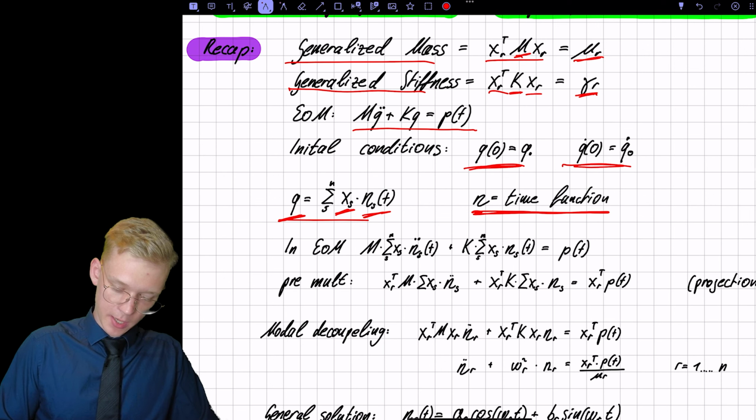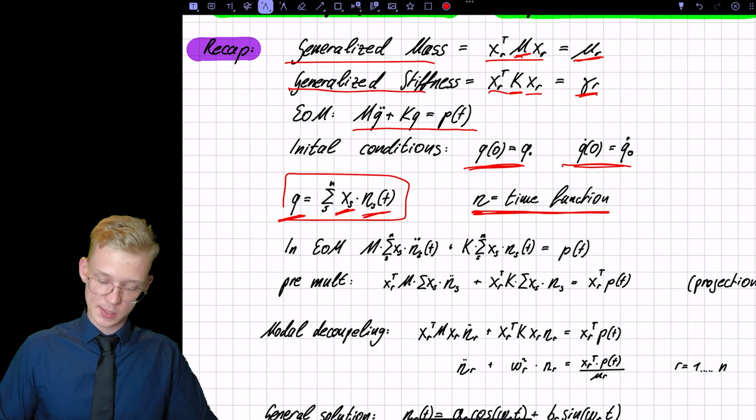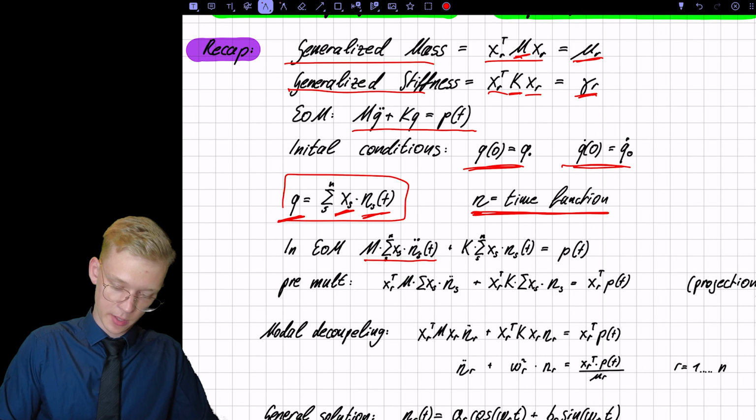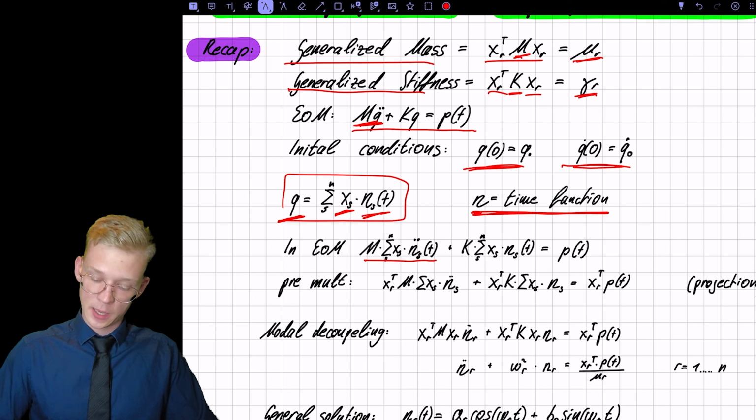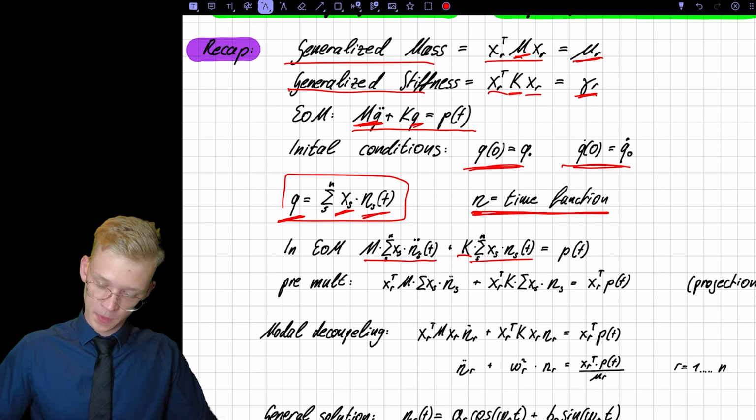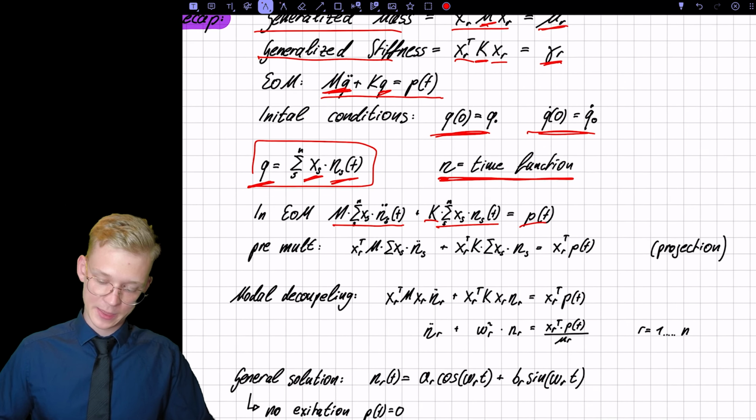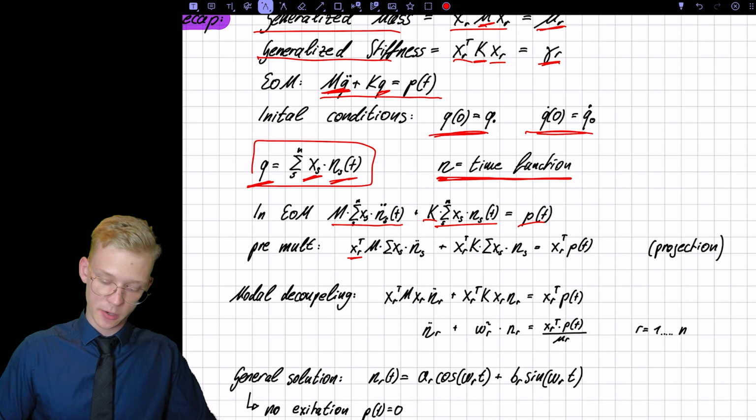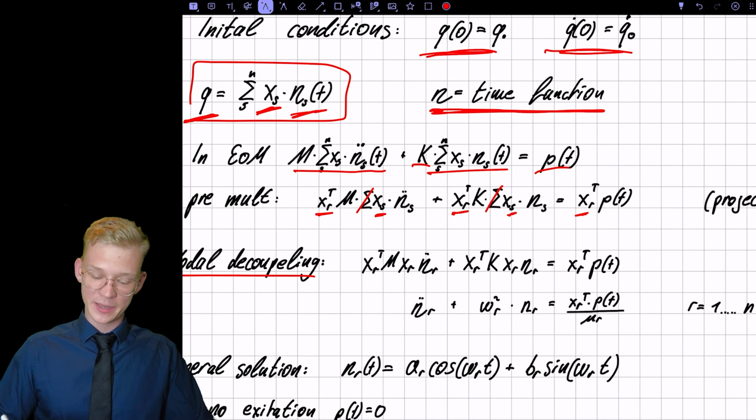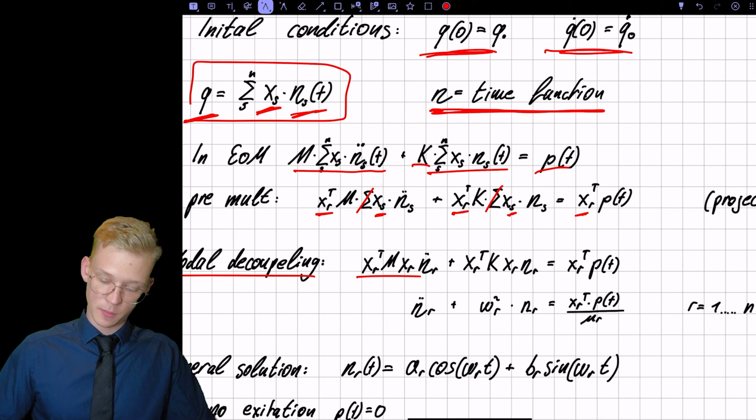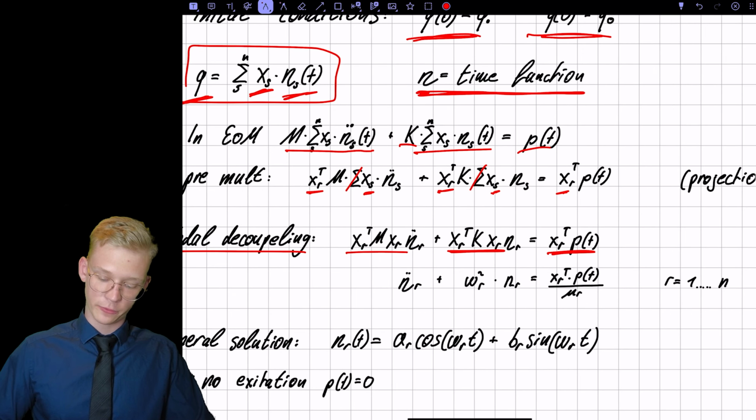So if we derive this function and insert it, we inserted for q double dot after the m, then we have our k and inserted for our q, and the p remains the same. Then we also pre-multiply with xr and xr, so the sum goes away and the s here and here turns into a delta, and we are in the modal decoupling. So we already decoupled that system. We have the modal mass here, the modal stiffness there, and our participation factor of our forces.